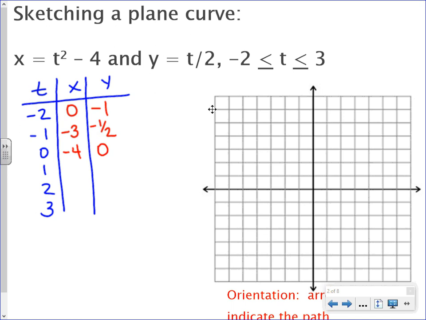Take about a minute and find me these next 3 points by plugging those t values into the x and into the y equation.